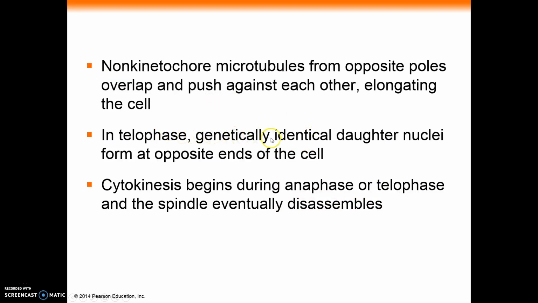All right, so the non-kinetochore microtubules are essentially overlapping and pushing against each other, elongating the cell. In telophase, that genetic material is being repackaged into nuclei. The cytokinesis aspect of it is when we start seeing the cleavage furrow begin and start to separate. This can actually start in anaphase. We can start seeing the beginnings of that, but it can also overlap with telophase.